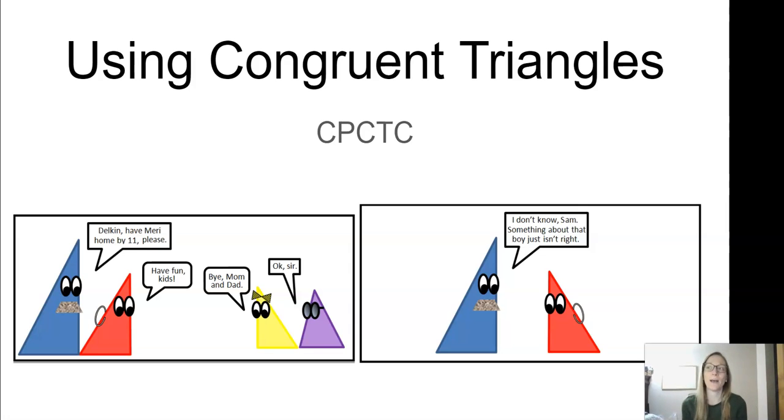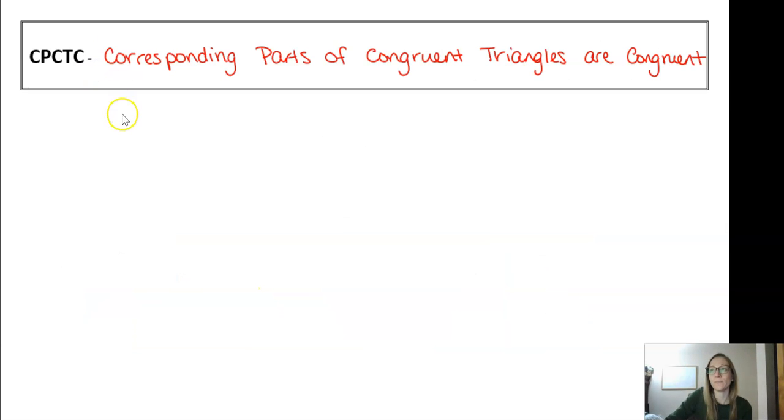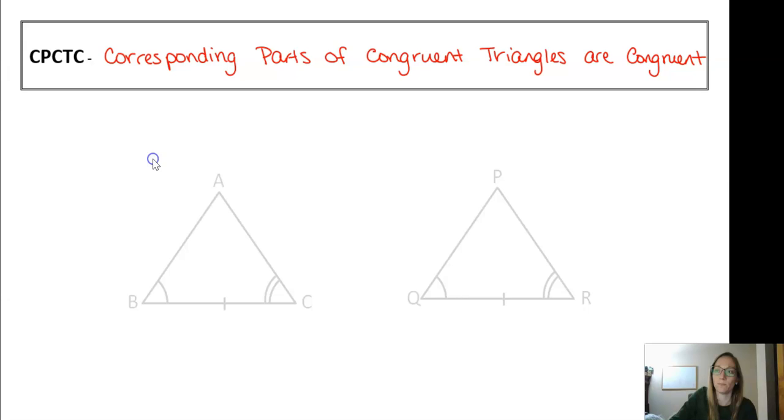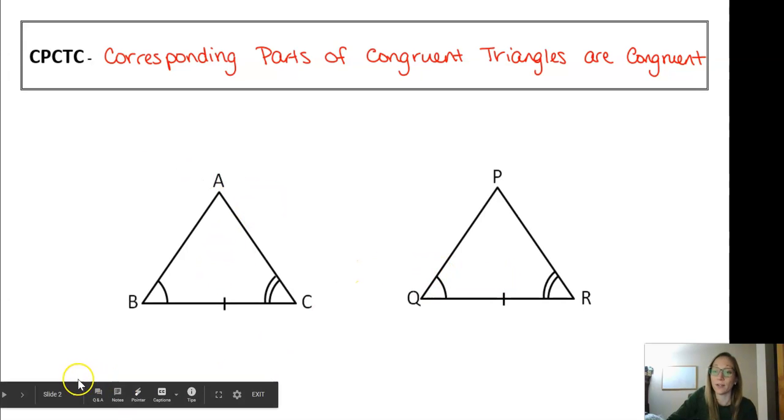Everybody, so today we're going to talk about using congruent triangles with CPCTC. CPCTC stands for corresponding parts of congruent triangles are congruent. We're never going to have you memorize that, but just know that what that means is that if you have two triangles that are congruent, for example, these two triangles here, they're congruent. And we know they're congruent because of angle side angle. So we can use the triangle shortcut to prove that ABC is congruent to PQR.